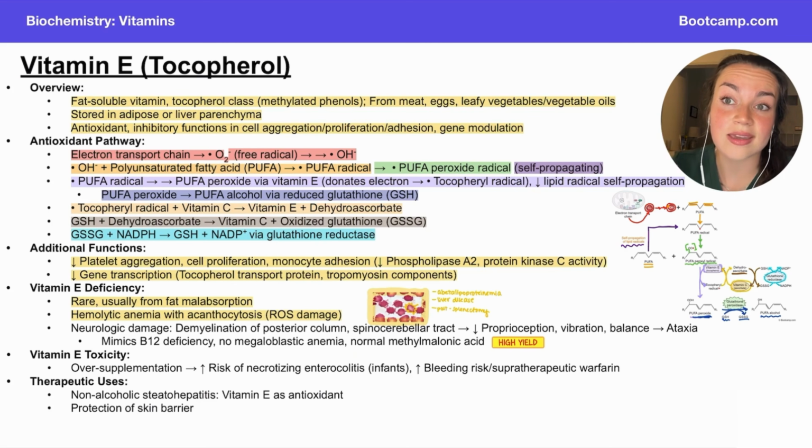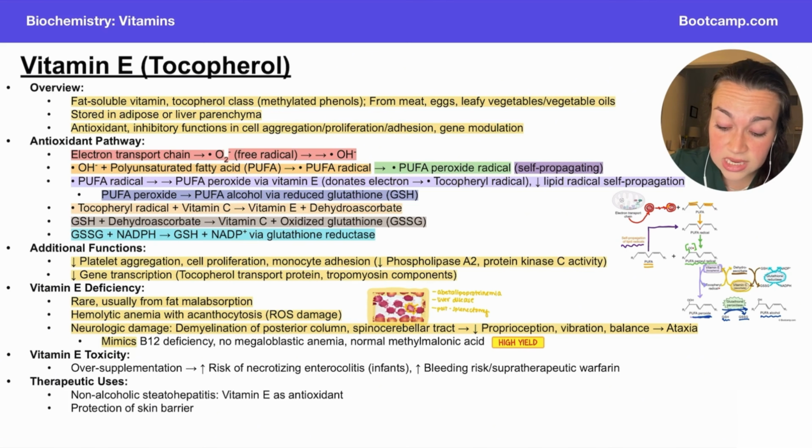Now, a very tricky presentation of vitamin E deficiency is neurologic damage, and the reason that it's tricky is because it looks just like a B12 deficiency. We're putting the cart before the horse a little bit because we haven't quite talked about what a B12 deficiency looks like. So take my word for it and put a pin in it if you're not familiar. We'll circle back to that, but in a vitamin E deficiency, just like in a B12 deficiency, you're going to see demyelination of the posterior column and the spinocerebellar tract, and this leads to decreased proprioception, vibration, and balance, all of which leads to ataxia. And so clinically, these are next to impossible to distinguish.